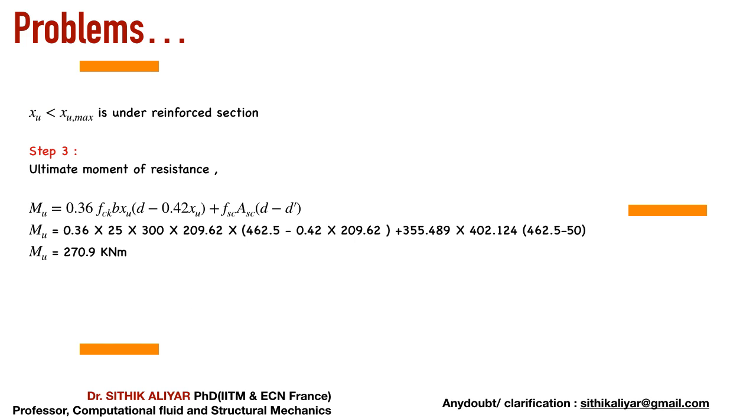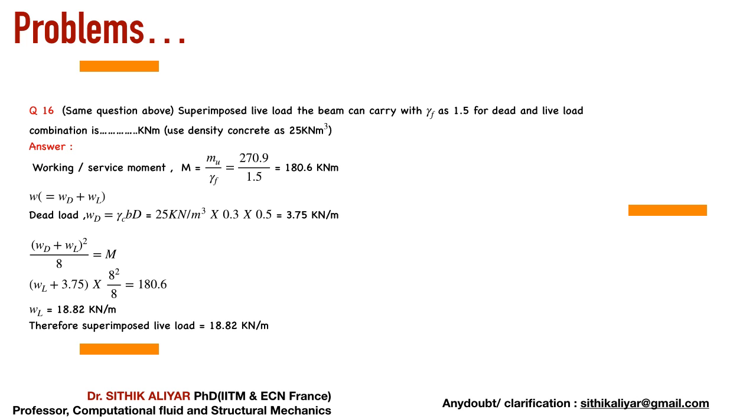Step 3, then use the formula directly, 0.36 FCK B into XU minus C1 L1 plus C2 L2 formula. Directly you have everything, just substitute everything, you will have the bending moment it can take is approximately 270 kilonewton meter. Okay, so very simple. So direct formula substitution.